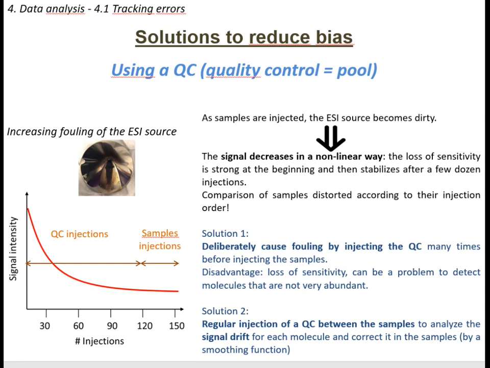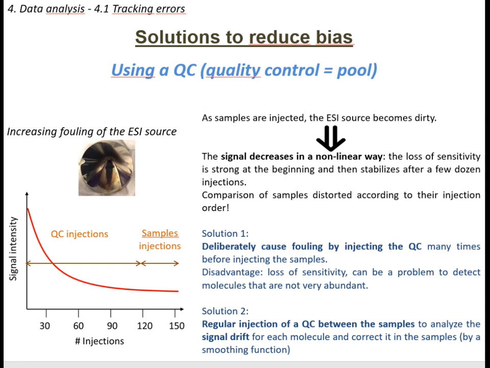And it doesn't decrease linearly, so you will inject the QC several times until the signal stabilizes. Of course, you will lose some limit of detection or some sensitivity for the method. But on the other hand, you will have a stable signal for the next dozens of samples injected. So this is solution number one. You deliberately cause fouling to dirty the source by injecting the quality control many times, this mixture of all your samples.